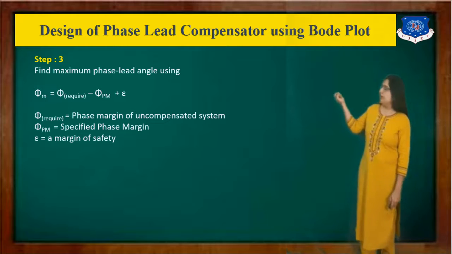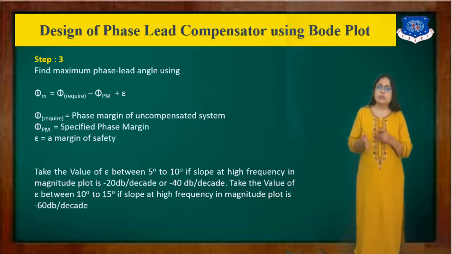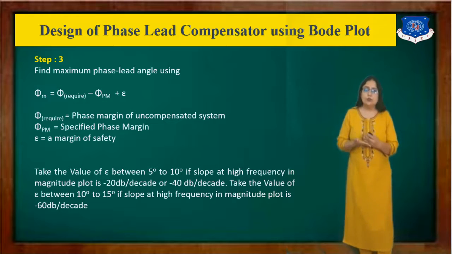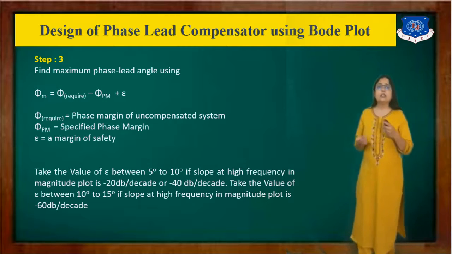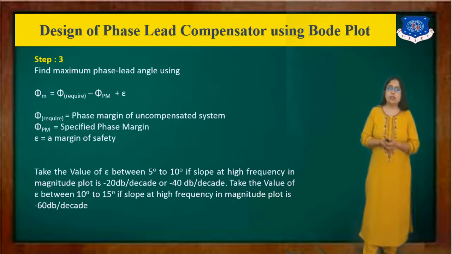Now, what value should we take for this theta? The value of theta is in between 5 to 10 if the slope is minus 20 dB per decade or minus 40 dB per decade. Now, you have to take the value of theta in between 10 to 15 if the frequency slope is minus 60 dB per decade. In between 5 to 10 means you can take 6, 7, 8, anything. And in between 10 to 15, you can specify 11, 12, whatever it is.